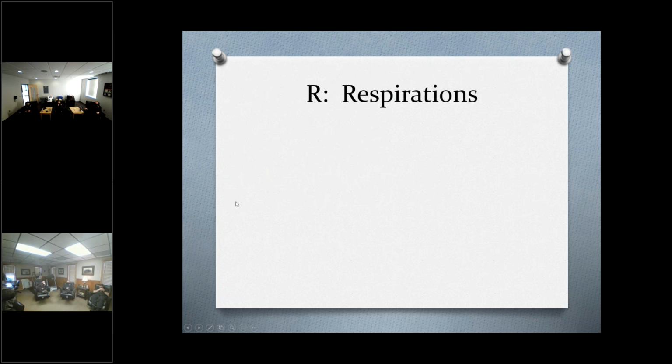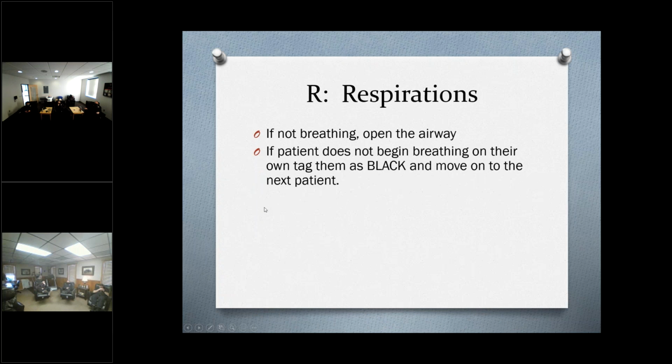So I come across my first patient, and I'm going to check respirations. First, I'm going to identify whether that patient is breathing or not breathing. If that patient is not breathing, I'm going to open up the patient's airway utilizing a head tilt chin lift or a jaw thrust maneuver. Now, if that patient starts breathing on their own, or if they were spontaneously breathing on their own, then I'm going to go ahead and assess the respiratory rate. Any respiratory rate that's greater than 30, they are going to be tagged as red and or critical, and then I'm going to move on to my next patient. If their respiratory rate is less than 30, I'm going to move on to perfusion.